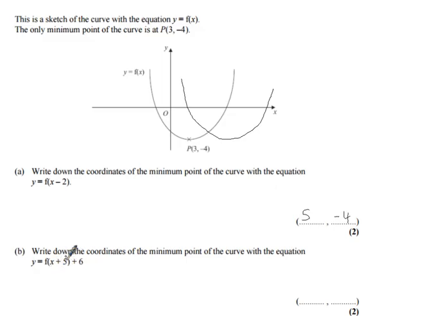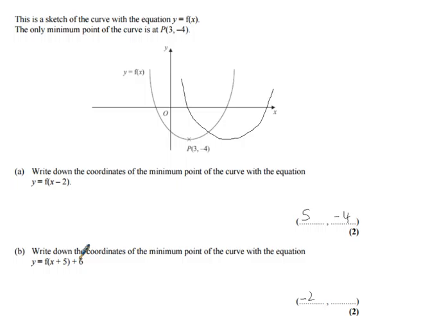So adding 5 before we perform the function is going to move everything to the left by 5. So everything to the left by 5. So the x value is going to be 5 smaller than it was before. So if I take 5 off 3, we get minus 2.